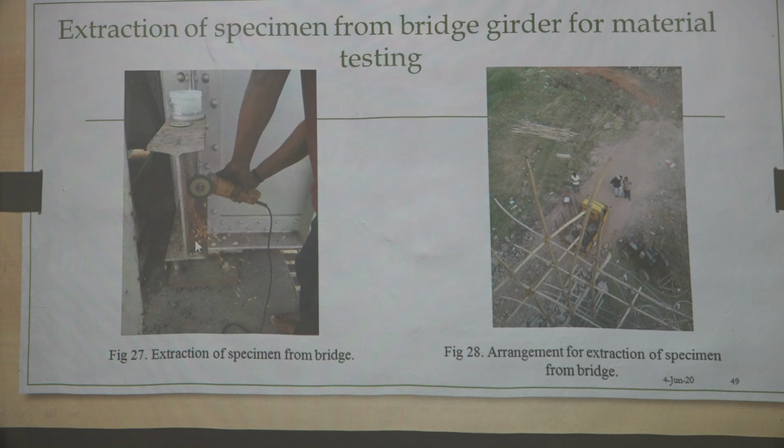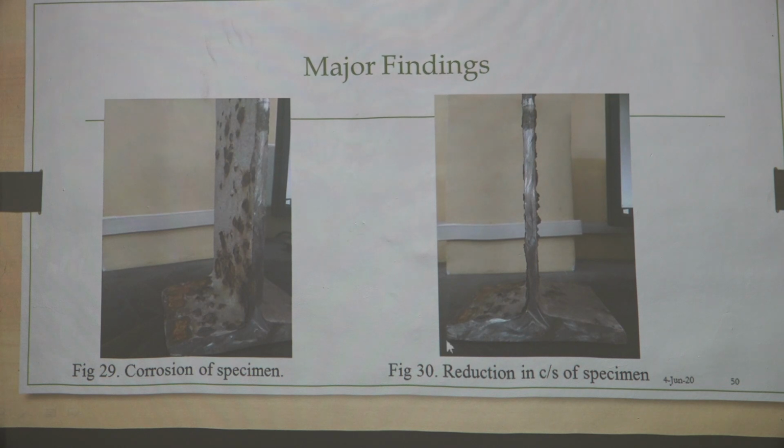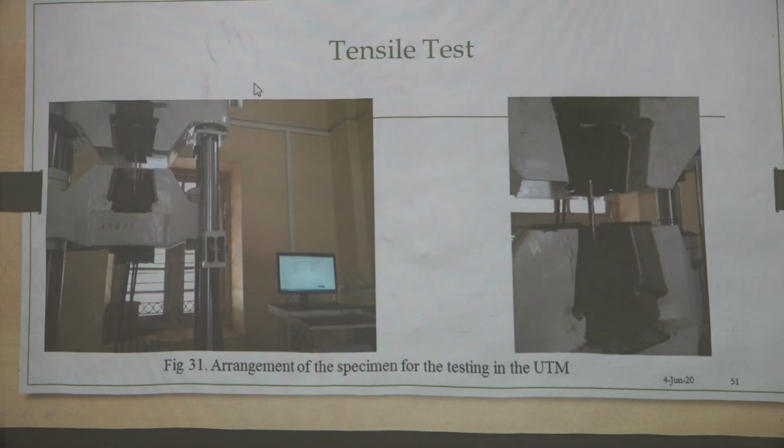So, let us see this to understand the existing condition of this structural material, that is the steel. We can see the corrosion of the specimen and we can also observe the reduction of the cross section. The bridge has already crossed more than 90 years as per the records, or near about 100 years. These are the tests we have carried out in our laboratory at Walchand College.